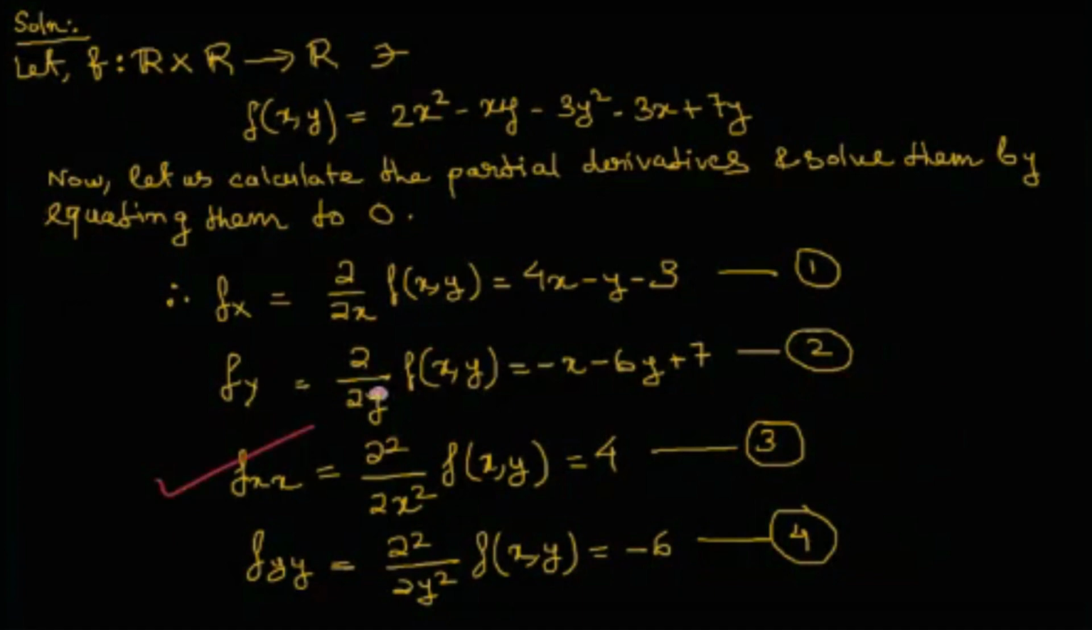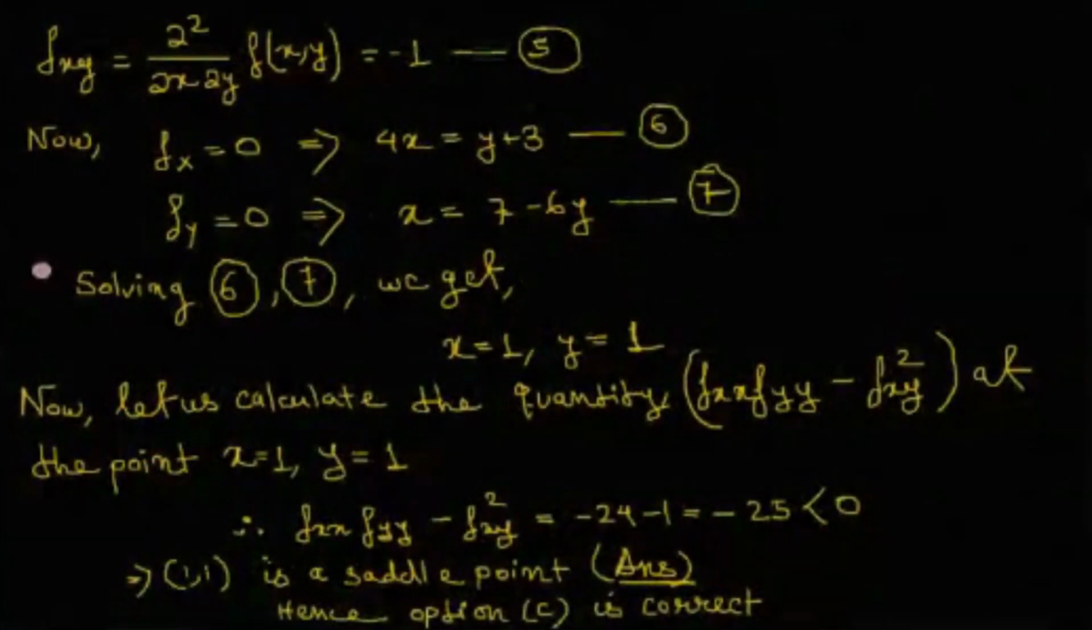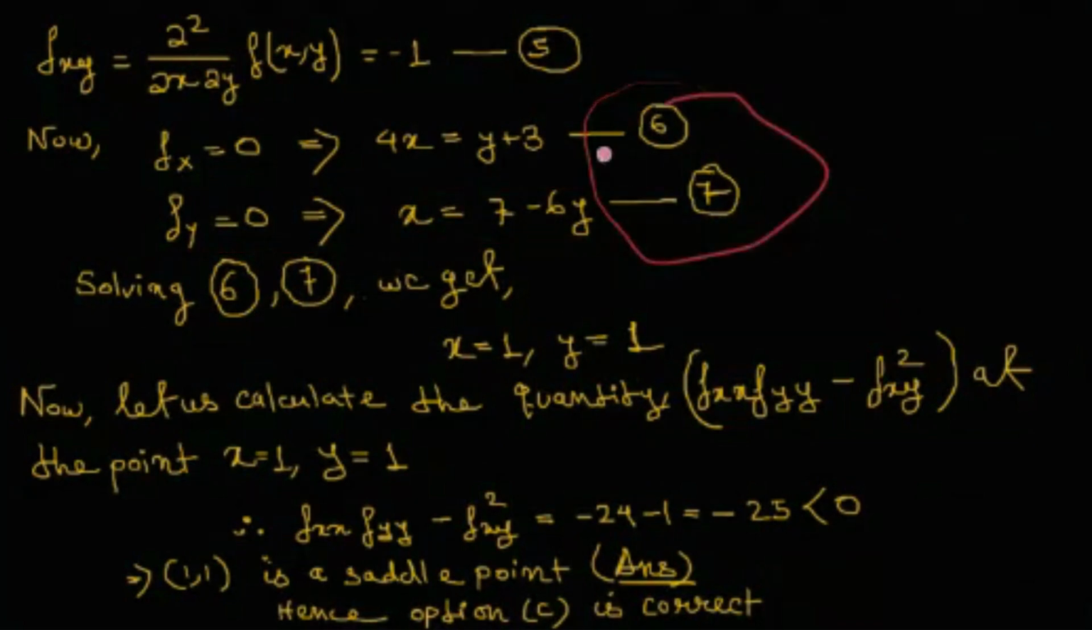Now the second order partial derivative with respect to x, which is ∂²/∂x² f(x,y), is equal to 4. The second order partial derivative with respect to y, which is ∂²/∂y² f(x,y), turns out to be −6. Now we will calculate the partial derivative first with respect to y, then with respect to x, which is ∂²/∂x∂y f(x,y), which turns out to be −1 on calculating. Now equating fx equal to 0, we get this equation, and fy equal to 0, we get this equation. Solving both these equations gives us the value of x as 1, y as 1.